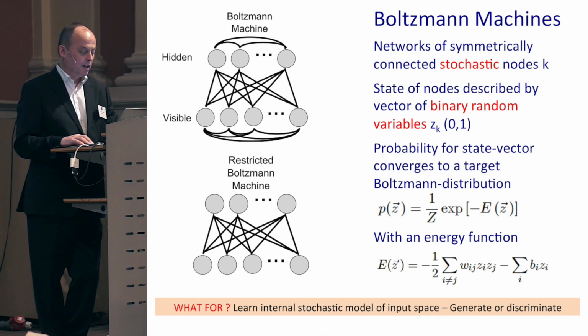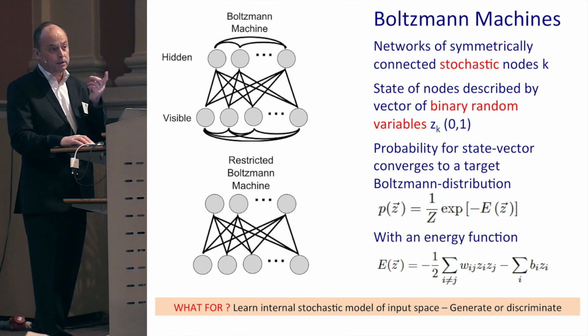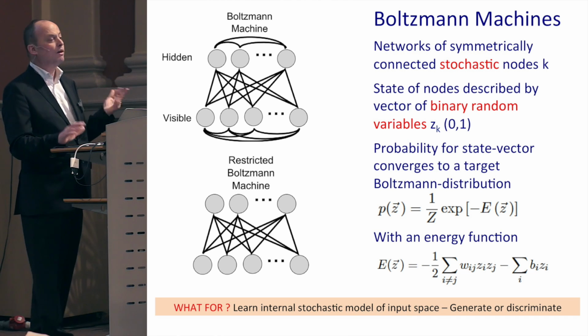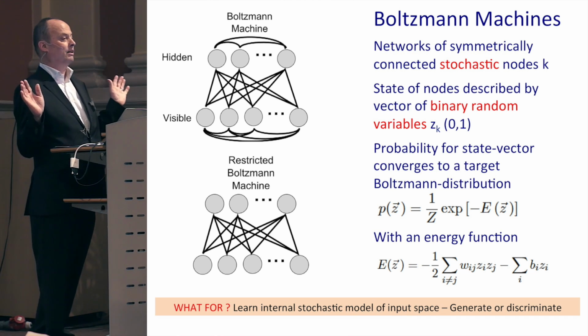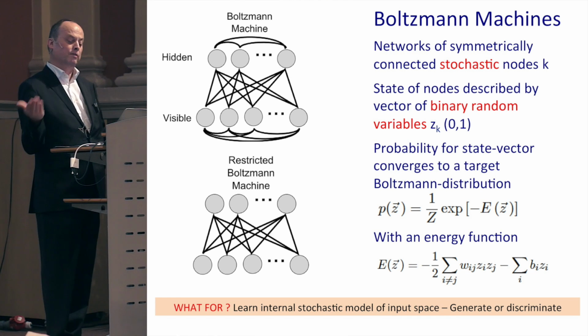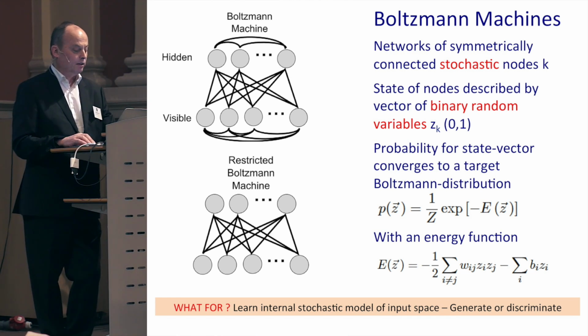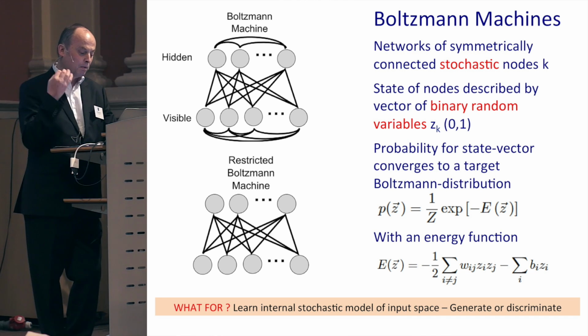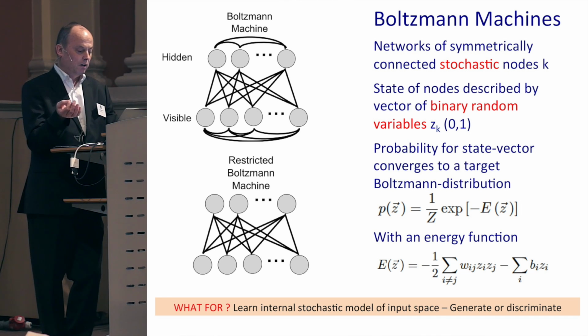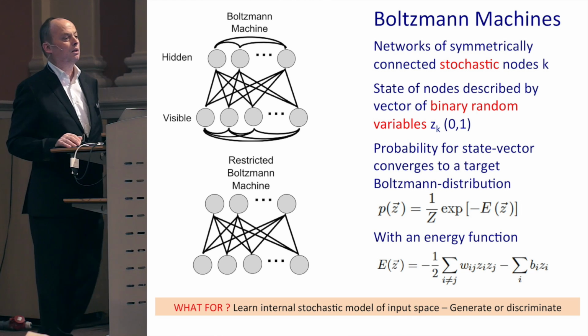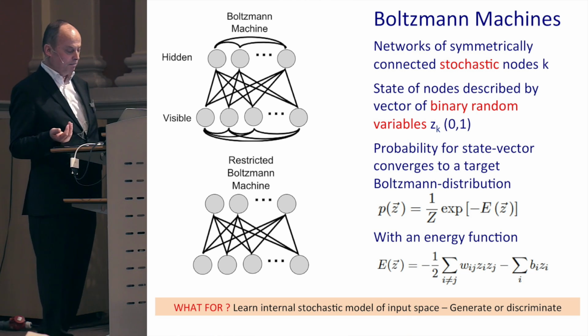I can answer questions, but will not further describe that here. Those are binary random, neurons represent, or nodes represent binary random variables, which is also not so clear. How can a spiking neuron be a binary random variable? Well, it can, for example, if you represent the two states by being active or being in the refractory state, then the probability for a state vector converges to a target Boltzmann distribution, provided that you have a given temperature, temperature being the noise in the system, okay?